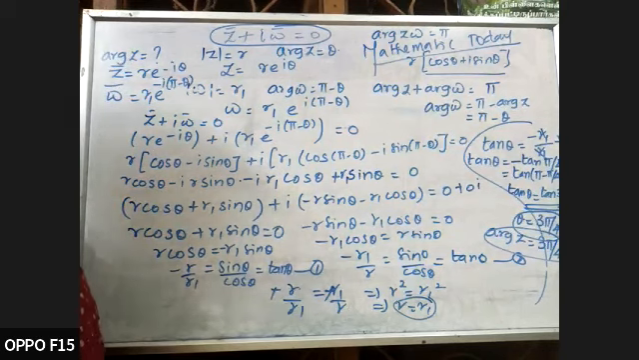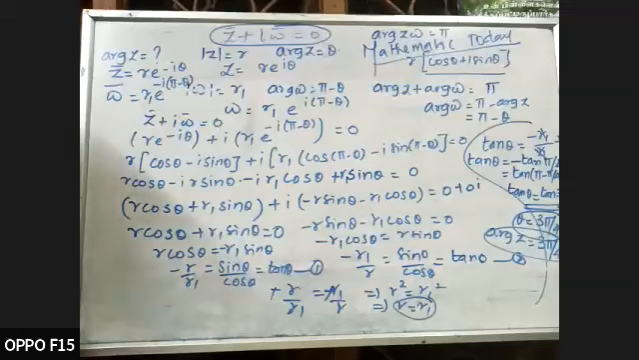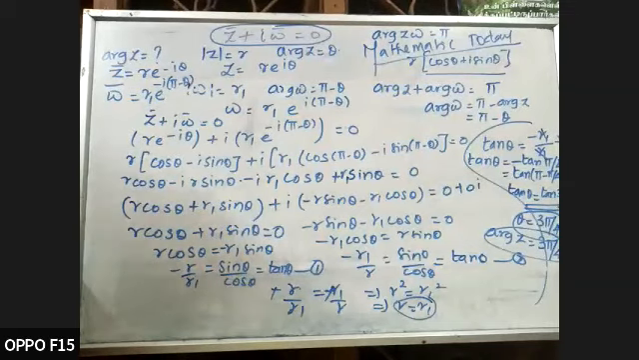Look, here they have given: let z and omega be complex numbers such that z conjugate plus i omega conjugate equals 0 and argument of z omega equals pi. If argument of z equals what, then what is the value?